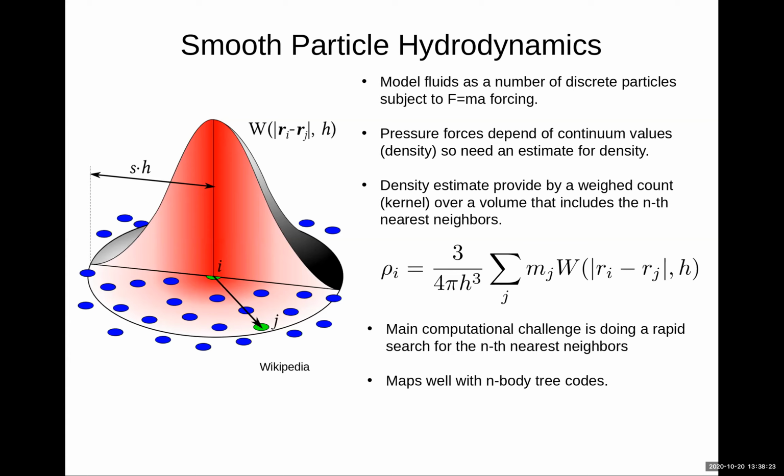So smooth particle hydrodynamics maps extremely well with n-body tree codes, and so for that reason, a lot of the main large-scale cosmological codes, like Gadget, for instance, or Gasoline, or even ChaNGa, right, basically started out as SPH codes because it's actually very easy to put in smooth hydrodynamics once you have an n-body tree code.